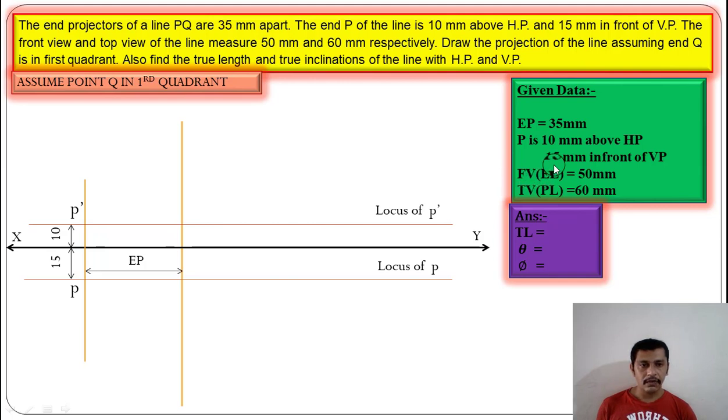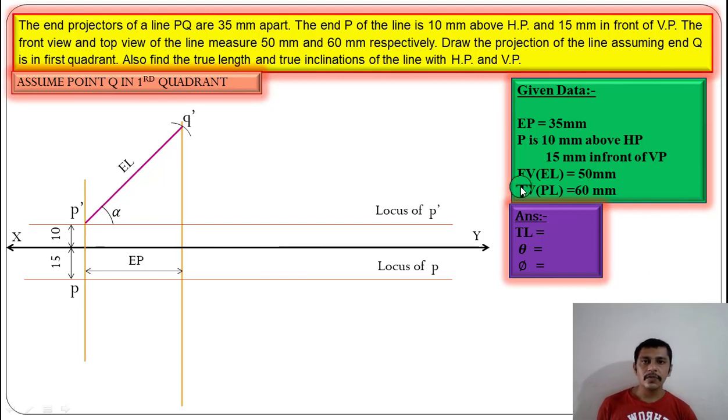Now we have the front view, that is the elevation length, 50 mm, and the top view. As we have assumed Q in the first quadrant, we will get Q dash above the XY line on this projector, and the plan of point Q below the XY reference line on this projector. So measure the front view, that is the elevation length, 50 mm. Put your rounder on P dash and give an arc of 50 mm on this projector. This will be our Q dash. Join P dash Q dash, which will be our elevation length, and the angle of the elevation length will be alpha.